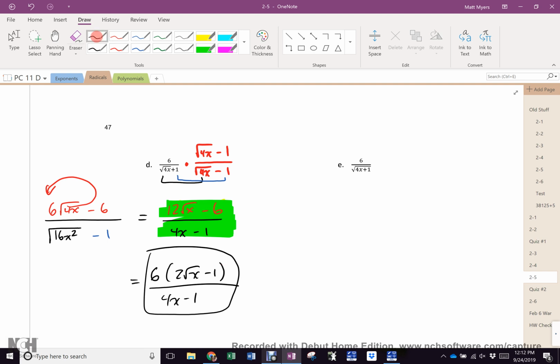Now look carefully at E, because E really screws kids up because they aren't thinking about it. The root extends. So what do I need to multiply by? Is this a conjugate situation? It really isn't, is it? So what am I multiplying by? The root of what? 4x plus 1. I thought you said minus 1. I'm sorry.